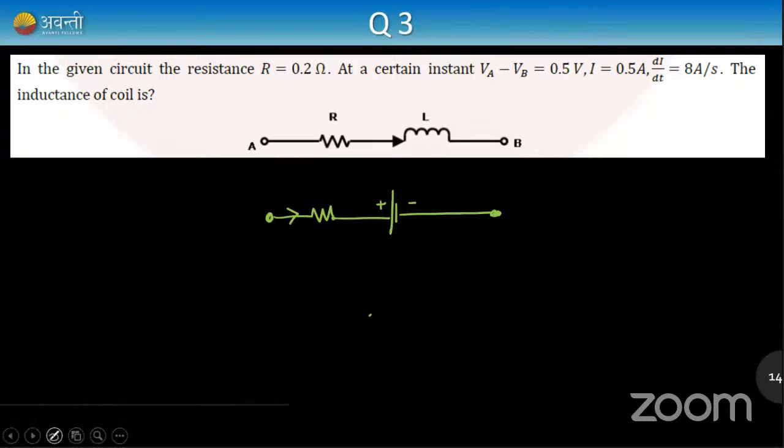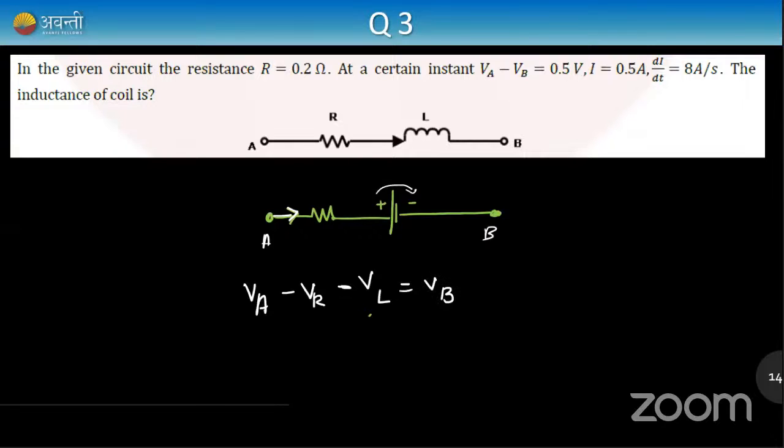So let me draw the circuit voltage from one point. So here the circuit voltage is VA and here it is VB. So I start from VA. As I move along the direction of current, potential will be lost. So minus VR. And as I move towards right side slowly, what happens is positive. If I go from positive to negative, again potential will drop. So potential will drop at inductor, minus VL. And what is left is point B. Therefore, it is equal to potential at point B.